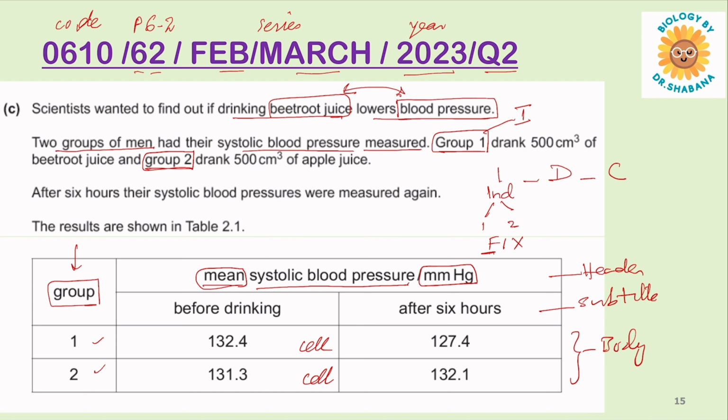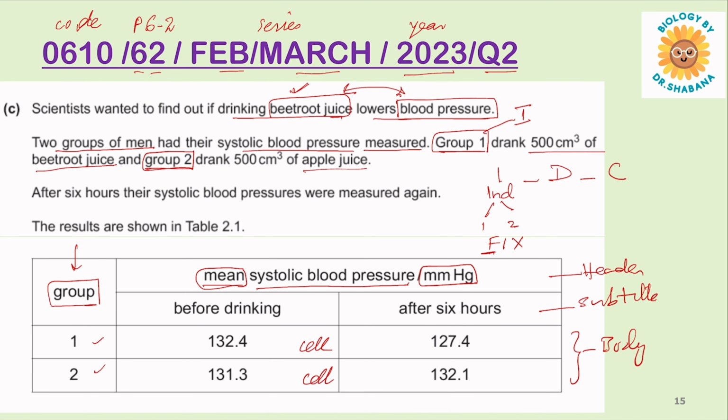Now group 1 drank 500 cm cube of beetroot juice, so beetroot juice would be here before drinking. And so group 1 drank the juice, so you don't have to mention it in the table. And group number 2 drank apple juice. So two different juices, and we're looking at the effect on the blood pressure. Because we want to find out whether this juice really affects the blood pressure or not, right? So group 1 and group 2 are here in the first column. That becomes my independent variable.